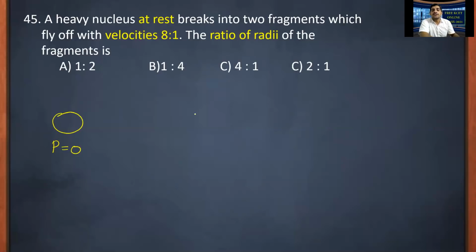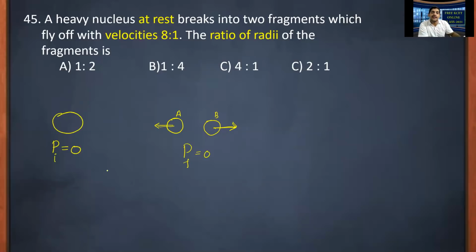Now, when it explodes, if one smaller part goes in this direction, the other part has to go in the opposite direction. Why? Because the initial momentum is 0, so the total momentum after should also be 0. In other words, if part A gets momentum in this direction, part B should get momentum in the opposite direction, so that the magnitude of momentum of one fragment is equal to the magnitude of momentum of the second.